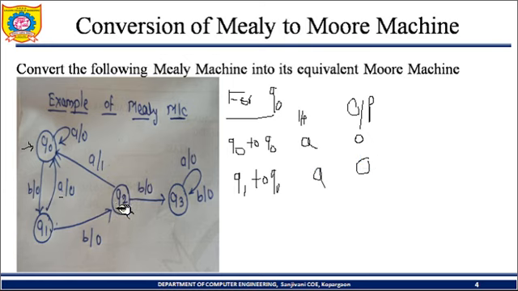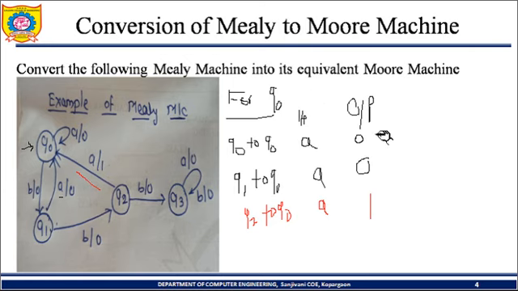Now there is one more incoming edge, that is the third incoming edge, from Q2 to Q0. Here you can see there is one more incoming edge from Q2 to Q0. On input A, output is 1. So the incoming edge from Q2 to Q0, input is A and output is 1. These are the 3 incoming edges for state Q0.